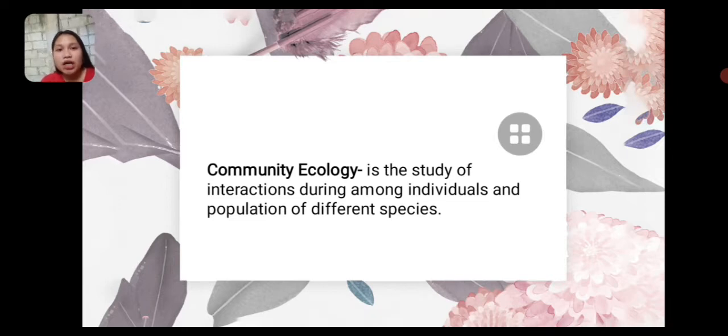So, community ecology is the study of group or organization.